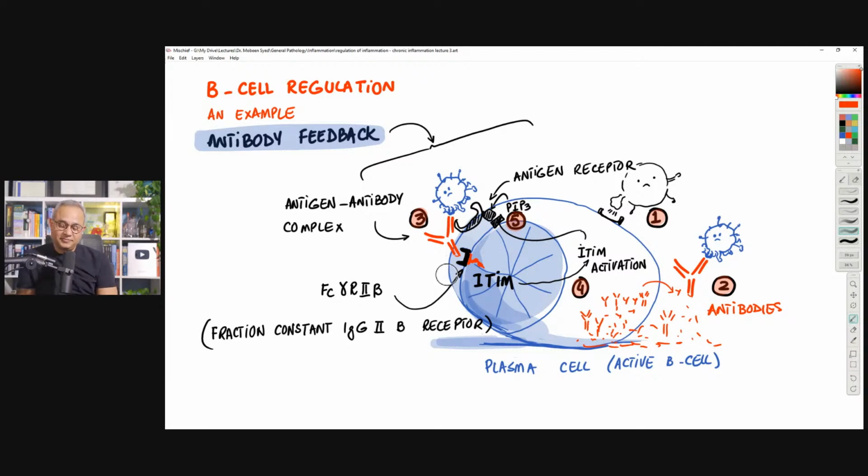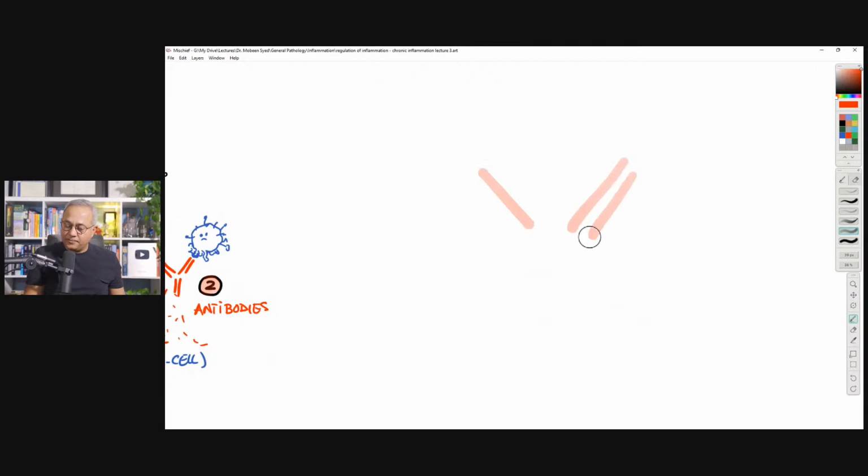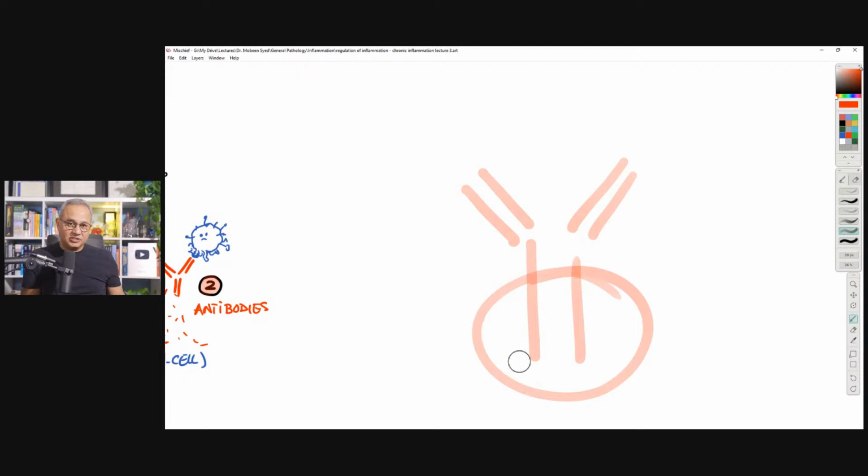How? Remember in the mast cell discussion, we discussed that the mast cell has a receptor on it that can bind with the fragment constant of the antibody. So we know that this is an antibody, right? This antibody has a variable region where it binds with the antigen. And it has a constant region where biological actions are taken.